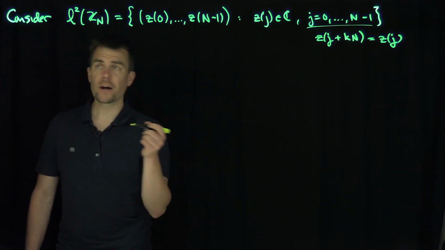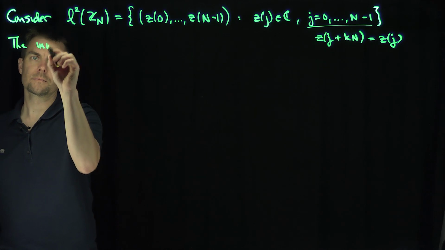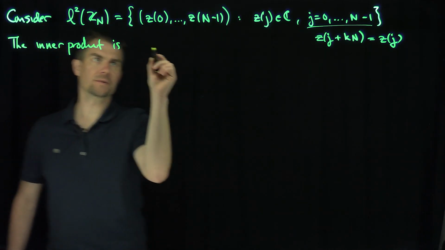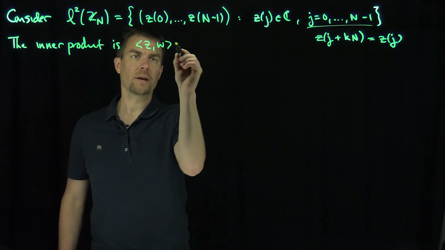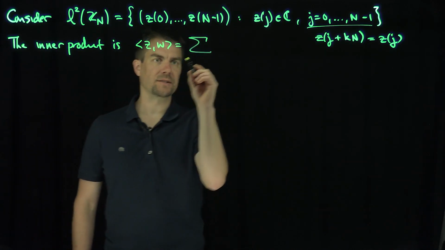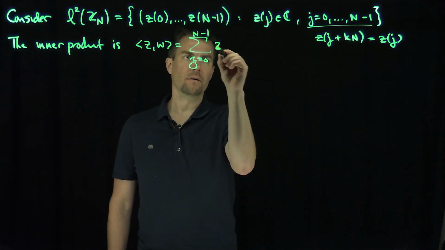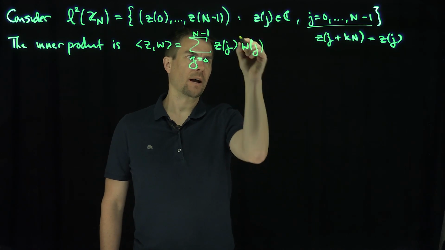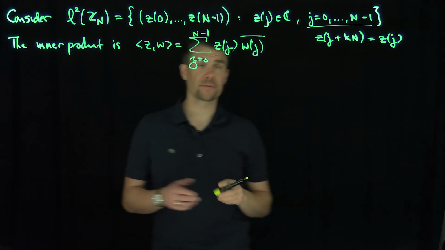And now this is an inner product space. So the inner product on this space is, I take two sequences z and w, and I just do the standard inner product on Cn. The sum as j goes from 0 to n minus 1 of Zj, and then Wj complex conjugate. And so what I'd like to do is find an orthonormal basis for this set.